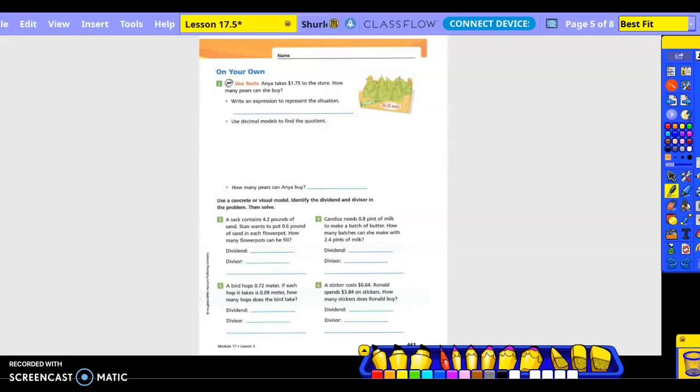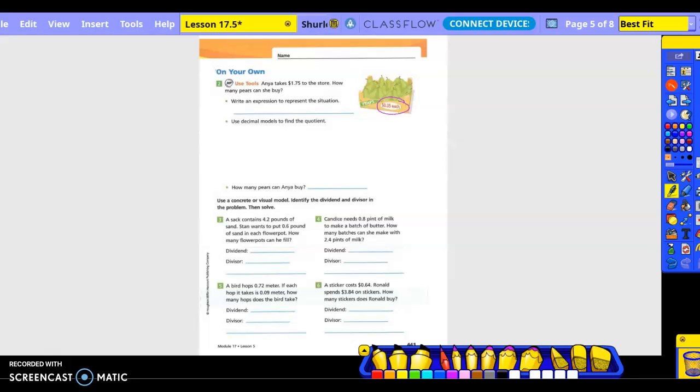Grade into math lesson 17.5 part 2. On your own, number 2, use tools. Anita takes $1.75 to the store. How many pears can she buy? Write an expression to represent the situation.